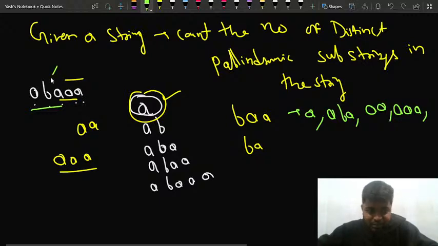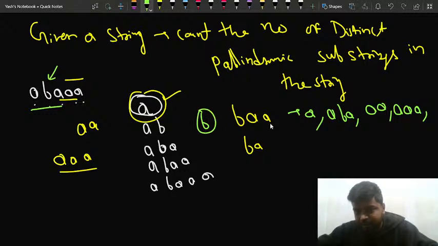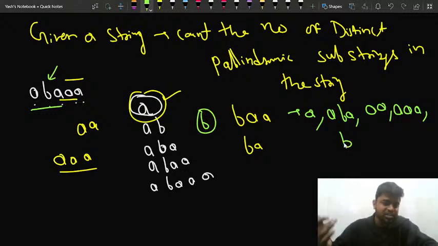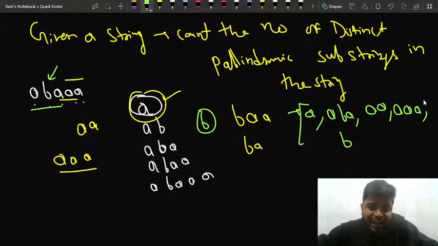Yes, there is another substring, that is this substring B. Like you have made this AB, but you also need to treat B individually. So B is also one such substring which is palindromic, that reads the same from left to right and right to left. Okay, so there are 5 options in this.